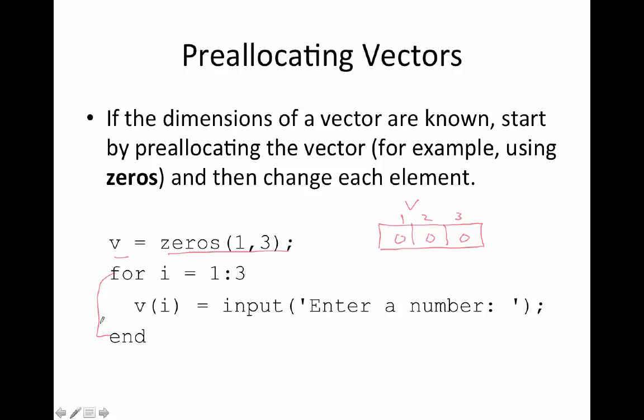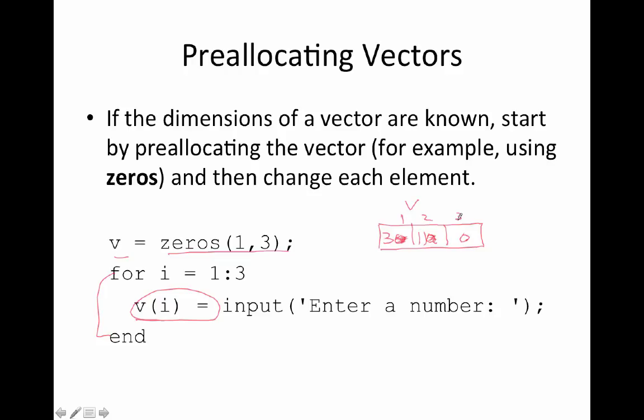Then, when I loop to prompt the user 3 times for a number, instead of extending the vector each time, what I'm going to do is replace the 0 in each element with the number that the user enters. So if the user enters 3, we replace the 0 with the 3. If the user enters 11, then we replace the 0 with 11, and so forth. So now, when we do this assignment to v sub I, which is going to be v sub 1 and then v sub 2 and then v sub 3, we're just changing the values in the 3 elements in the vector. We're not extending it.